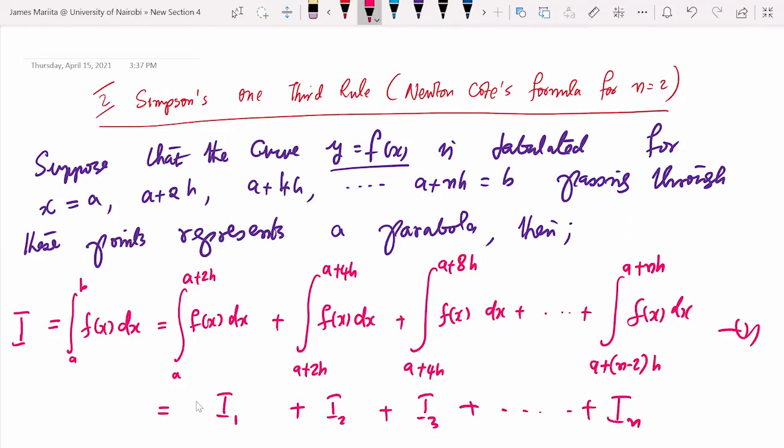That's what we have. So in this case, notice the difference between the case where n was equal to 1 and when n is equal to 2. The x's are such that the first term is a, the second term will be a plus 2h, then a plus 4h, because n is equal to 2. Then let's see how we can work out the first integral, the second integral, and so on. Then we sum up. Once we are able to sum up, we will come up with Simpson's 1/3 rule, or the Newton-Cotes formula for n equals 2.